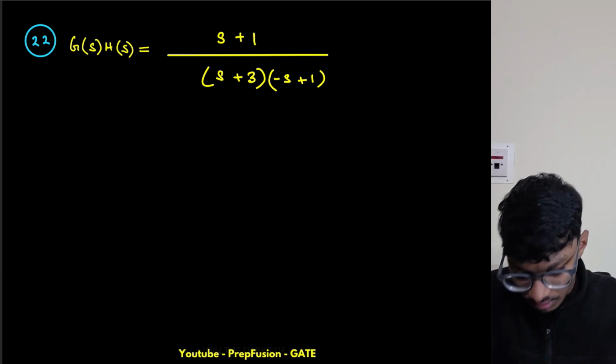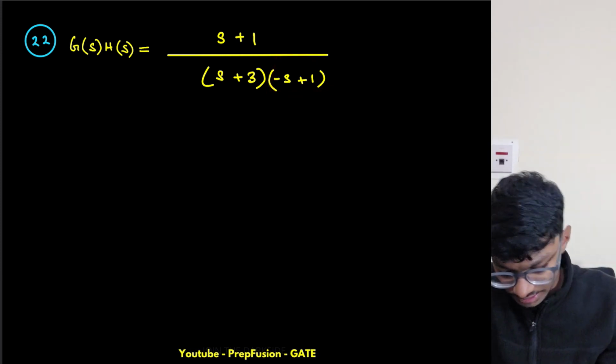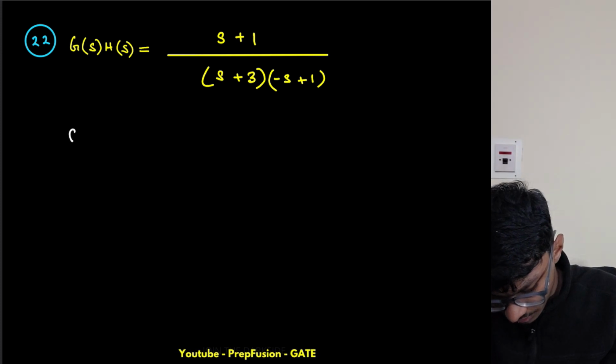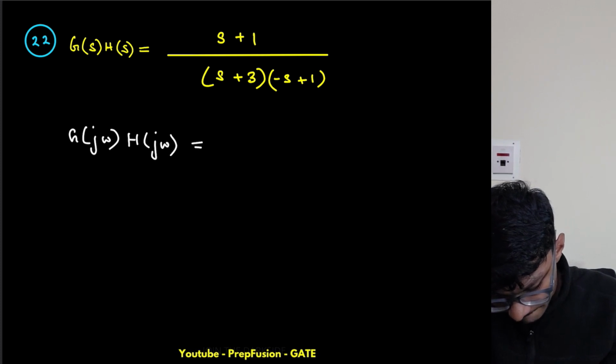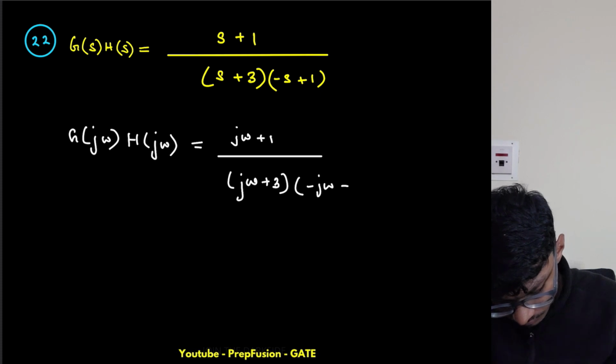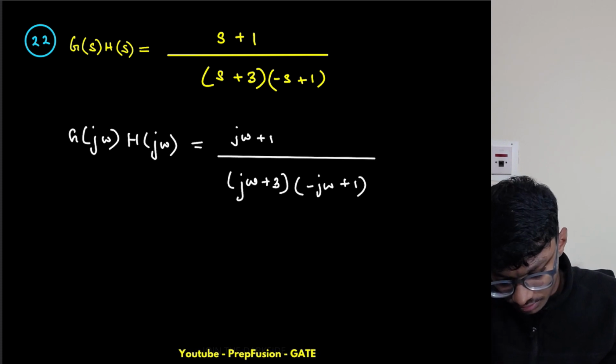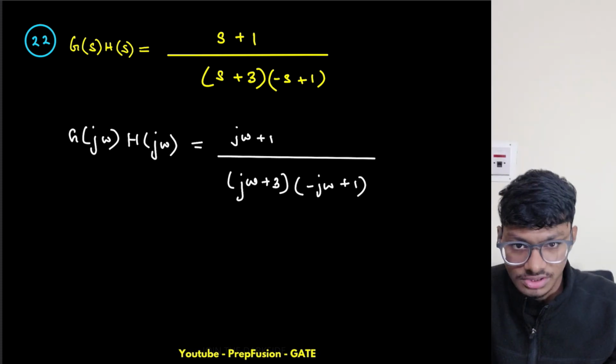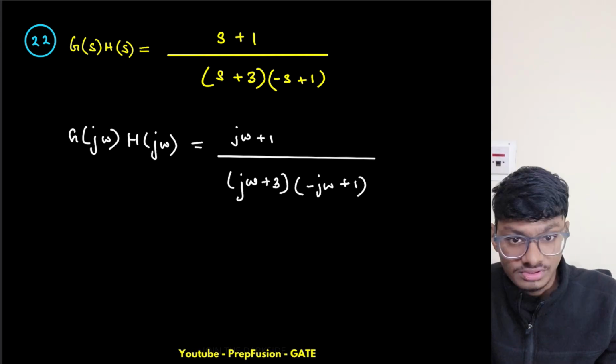So again, I have a pole at s equals 1. Let's replace this with s equals j omega. So G of j omega H of j omega plus 1. Again, the magnitude will be the same. The magnitude doesn't change, it's the phase that changes. And due to the phase change, obviously the direction changes.